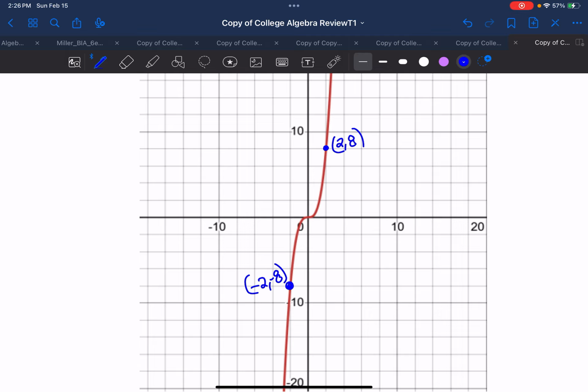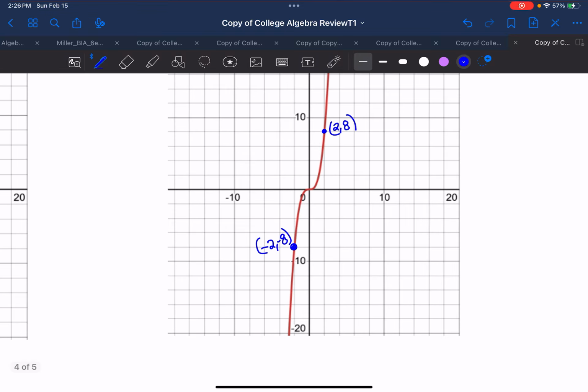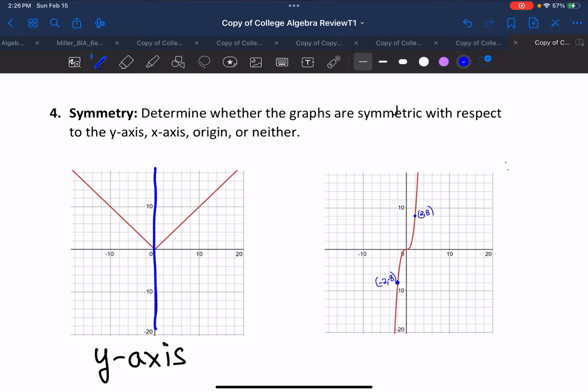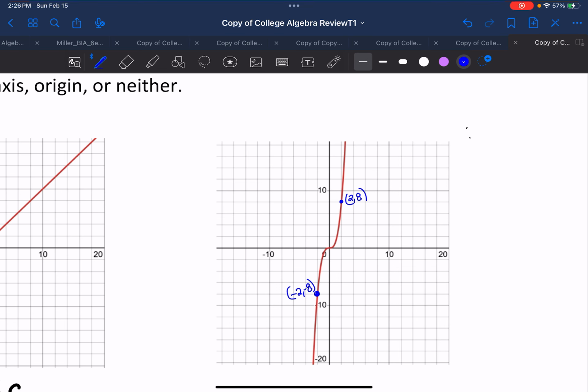And so this one's symmetric about the origin because all the points would have a corresponding pair that's opposite of each other. And this is also your base graph of a cubic function. This is from the cubic function, x cubed. These are always symmetric about the origin.